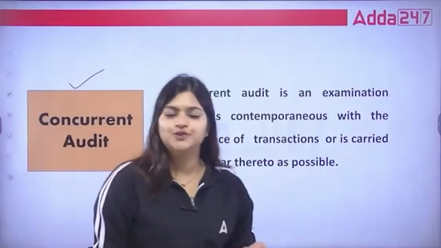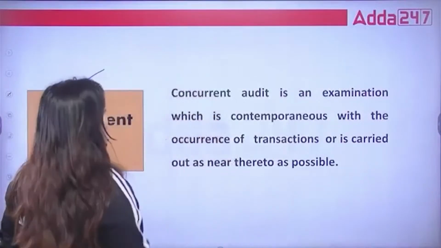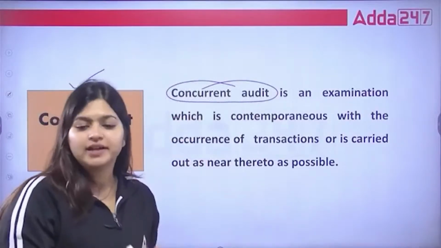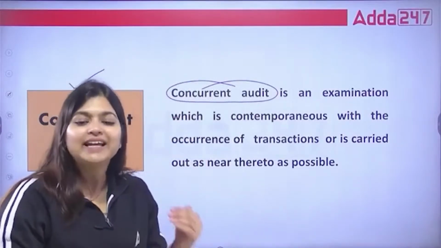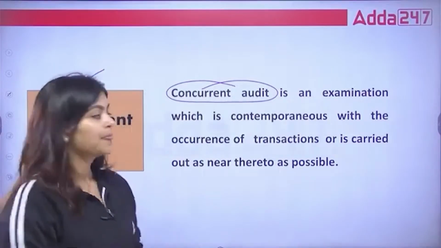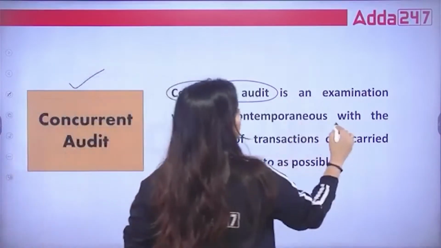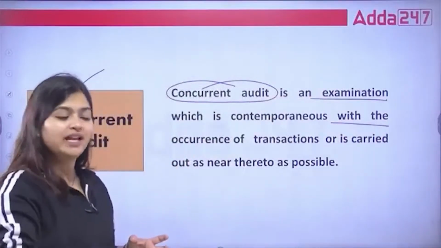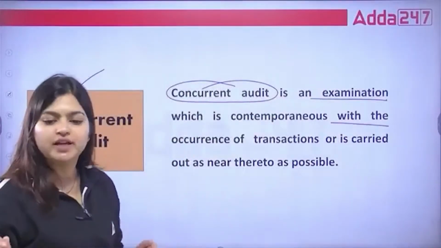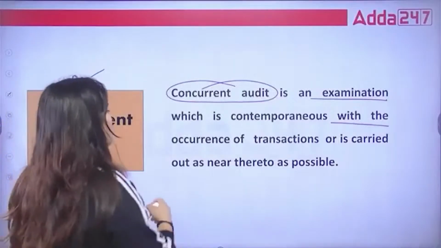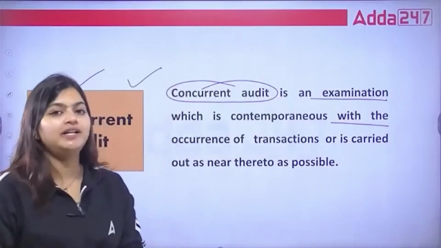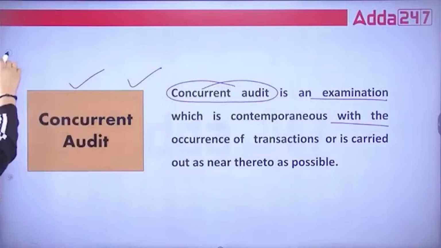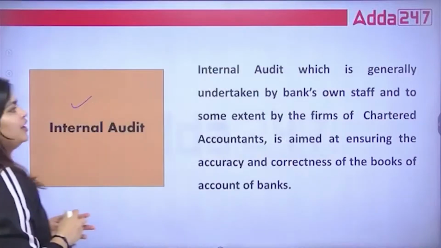So the first one is the concurrent audit. In this concurrent audit, this is a continuous audit. Daily we are cross-checking. When you are cross-checking your transactions continuously, every day, then that is concurrent audit. Every day you are cross-checking it. Then next is your internal audit.